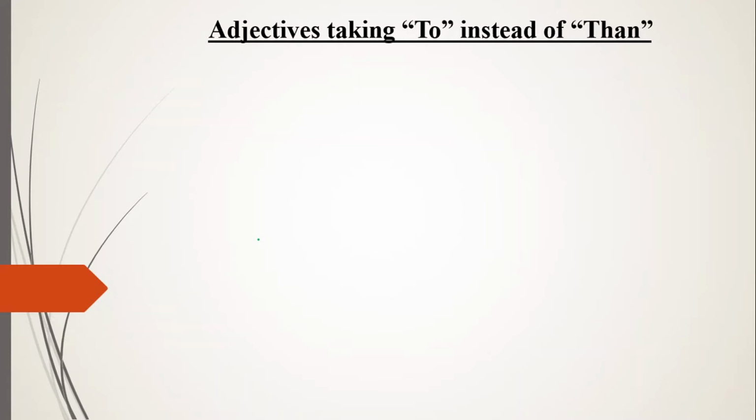As we discussed in previous lectures, we use "than" in comparative degrees of adjective, like "he is more beautiful than...", "it is more beautiful than that car", and "this room is bigger than that room". We use "than" in comparative degrees of adjective. But there are some adjectives, you can say five adjectives, that use "to" instead of "than".